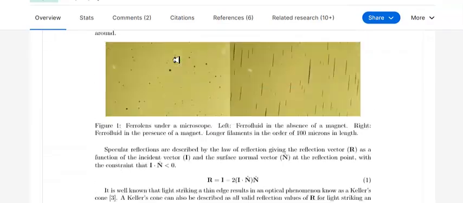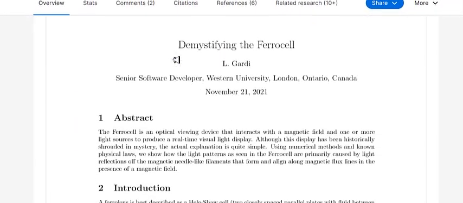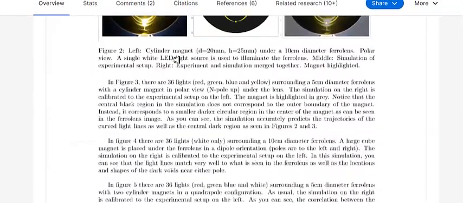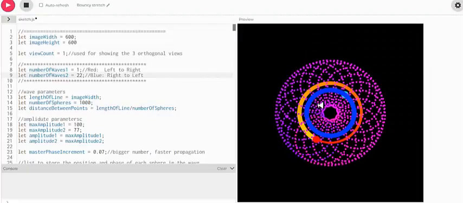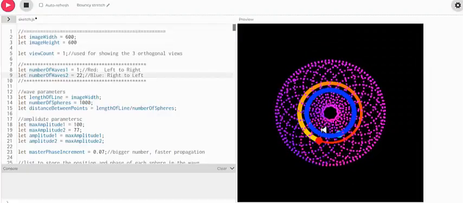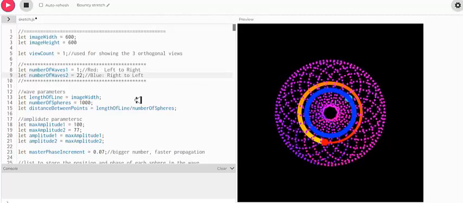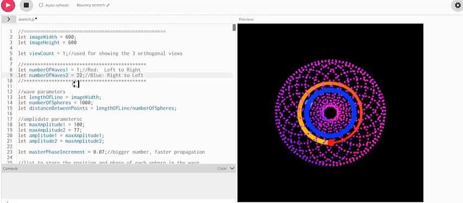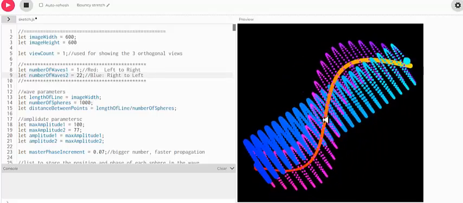Let's go to the beginning here. In Demystifying the Ferrocell, which is on ResearchGate, I generated these images, which look an awful lot like the image that I'm generating here, which is looking down the barrel of the gun of two interfering waves. It's an interference pattern. One wave has 22 waves, the other wave has just 1.